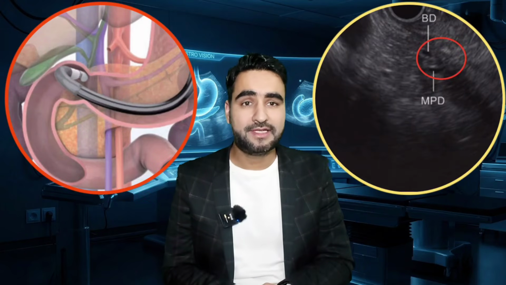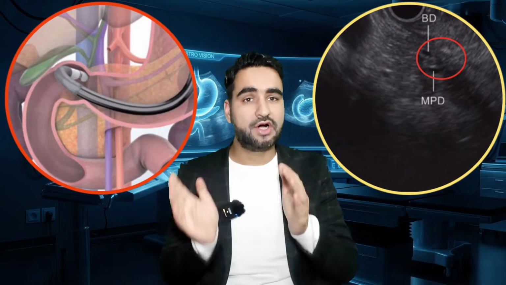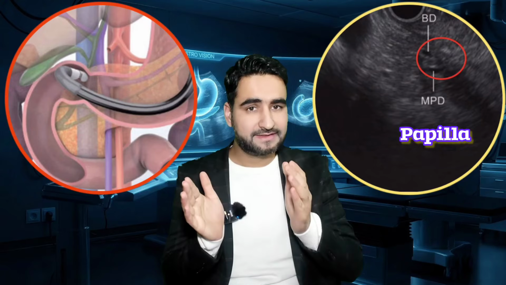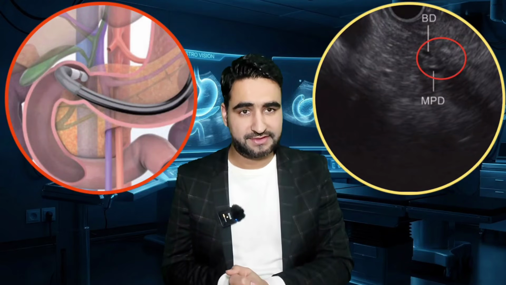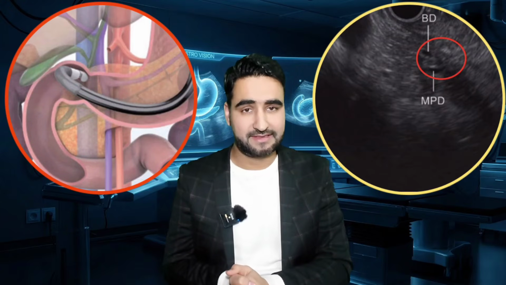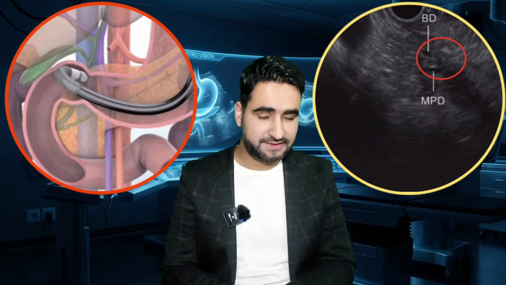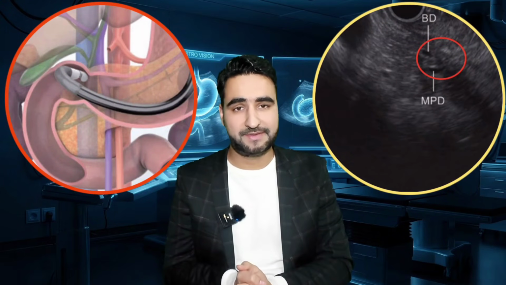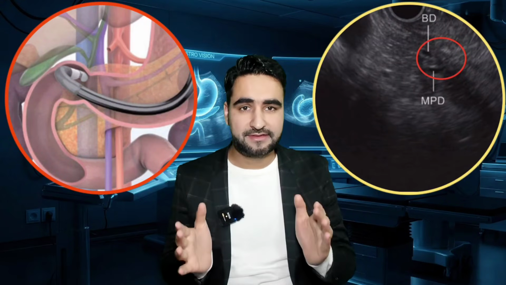Now slowly advance your scope while turning clockwise to observe as far as the head of the pancreas. Here is an important directional principle. Counterclockwise rotation shows the proximal bile duct that is closer to the liver, while as clockwise rotation shows the distal bile duct that is extending down to the papilla. Think of it as scrolling up and down through the biliary tree.